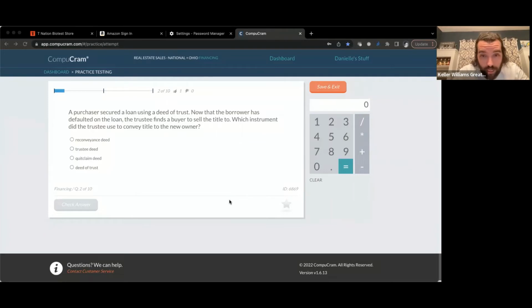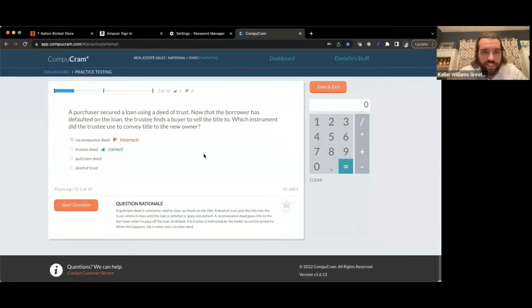All right, looks like we've got a few D's and a few A's, or maybe those D's were from the last question. We'll go with A. And it was B, a trustee deed. A trustee deed is going to be the correct answer there. Excuse me, let me get you the right definition. In default, the trustee is instructed by the lender to sell the property. When this happens, the trustee uses a trustee deed. So the trustee being involved is going to be your trigger for it to be a trustee deed.